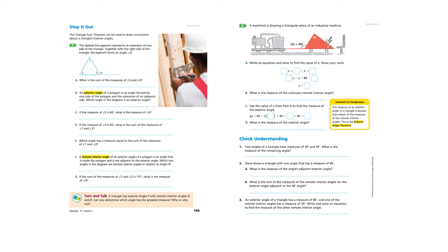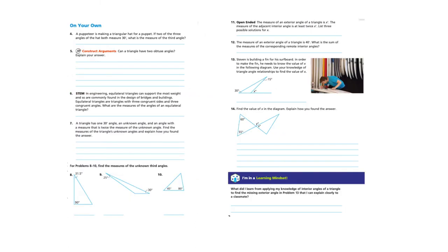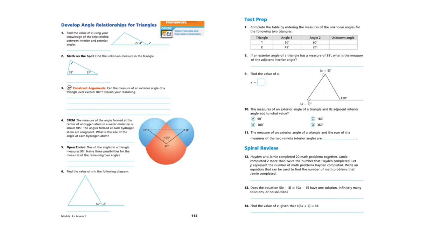If you feel comfortable with the build understanding and step it out and what's happening there, go ahead and do the check understanding on your own. Then if you did well on the check understanding, go ahead and move to the on your own, and do that independently as well. Then again, this homework is optional, but if you feel like you want to try a few more problems, pick and choose which ones you want, that's fine, but you don't have to do that. And then the test prep and spiral review, I always encourage you to do those. So this is the end of lesson 1 for module 4. We'll meet again in lesson 2.